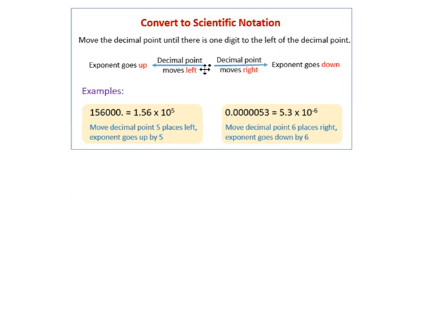Now, if you're moving the decimal point to the left, the decimal point going to the left means the exponent will get larger. So we moved it to the left 5 spaces. Therefore, it went from 0 up to 5.